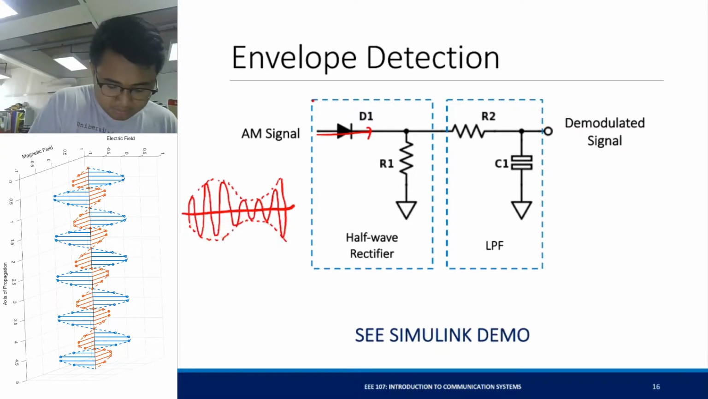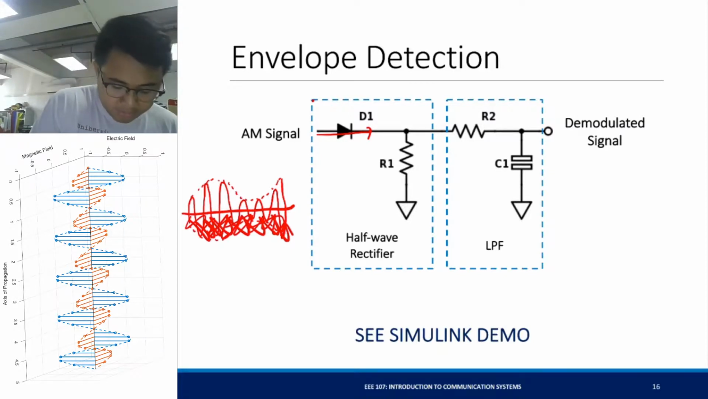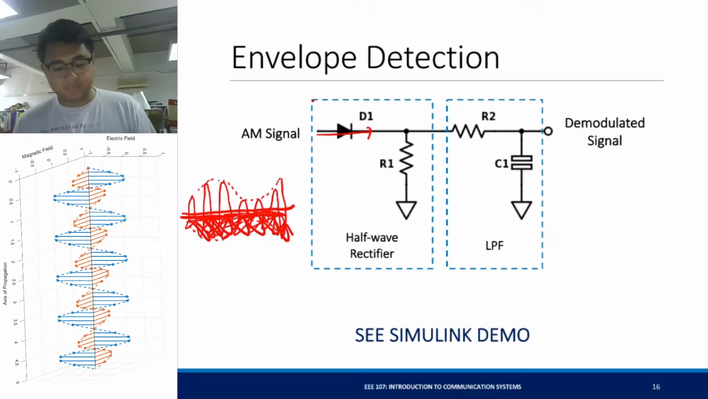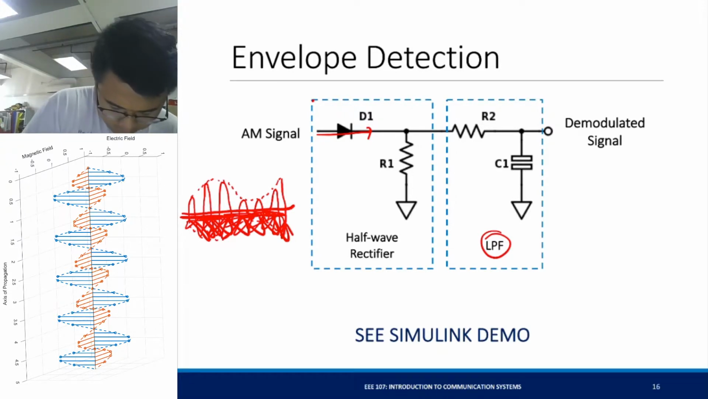deleted because of the rectifier. Okay? And we're only left with the positive part of the AM signal. And if you pass that through a low pass filter, since the low pass filter is very slow compared to the fluctuations of your carrier signal, passing that through an LPF, you will only get the envelope of the signal with some distortion right here.